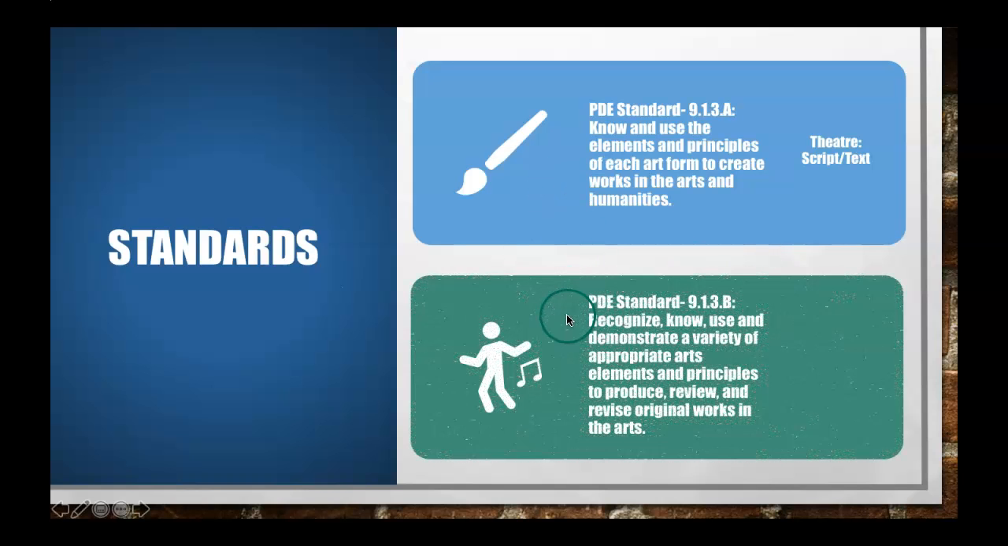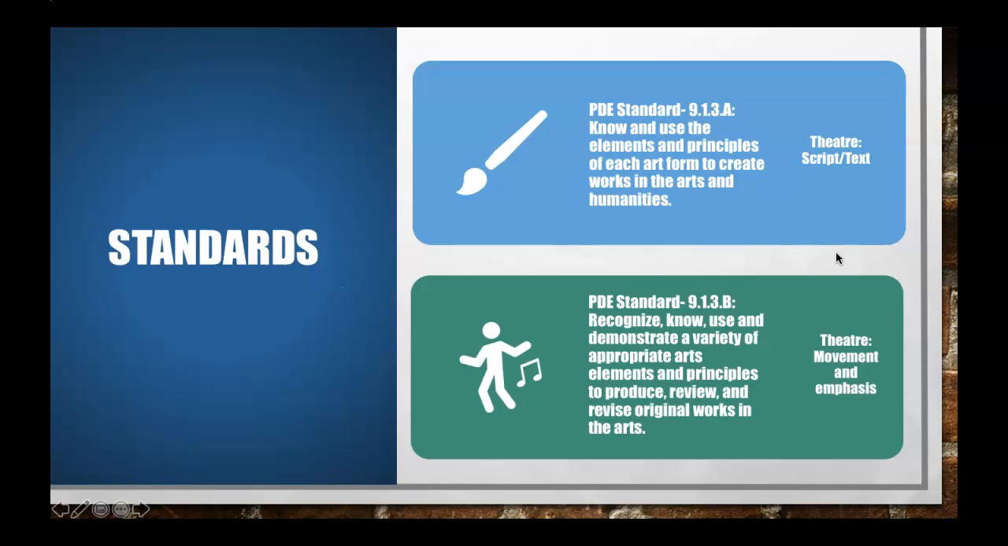The next PDE standard is 9.1.3.B. Recognize, know, use, and demonstrate a variety of appropriate art elements and principles to produce, review, and revise original works in the arts, specifically movement and emphasis.